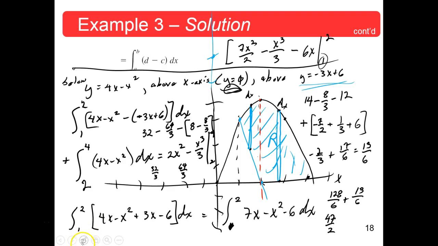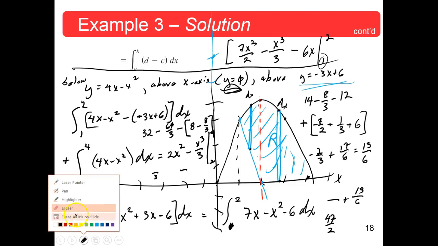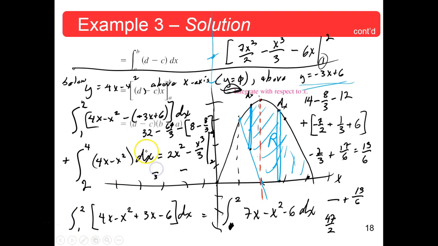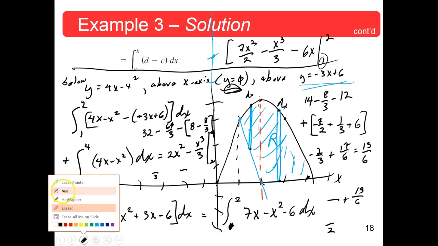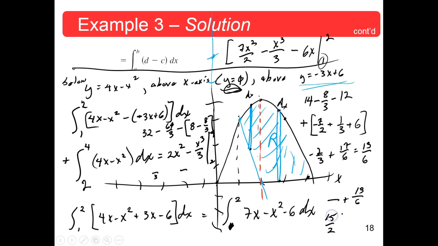Okay. So 16 thirds, and then add 13 sixths to that. Say what again? 15 over 2. That's what they got. Okay, 15 halves. Good. That's what they got. So that would be the area under that curve.